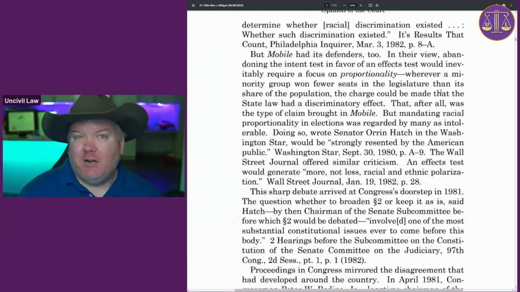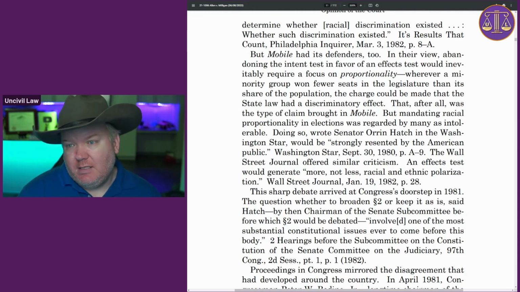Well, I don't think that's quite correct. I don't believe that it's impact qua impact. It is impact insofar as it highlights or reveals discriminatory purpose. So I think the critics might be misunderstanding the law, but what else is new? But Mobile had its defenders too.